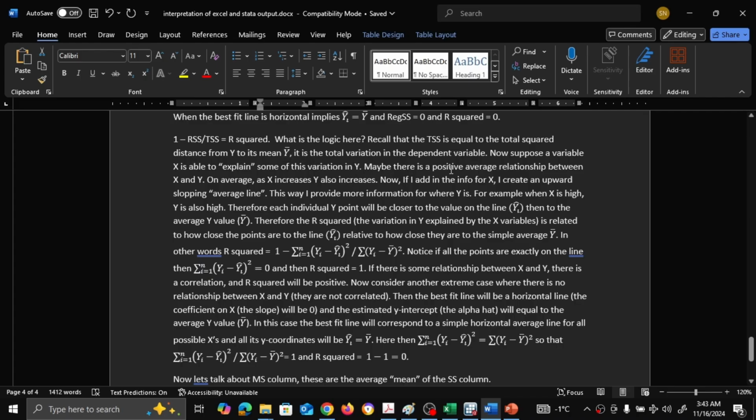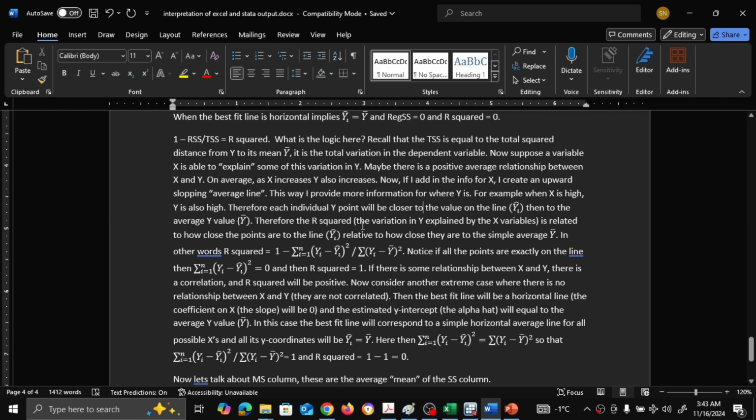Maybe there is some positive average relationship between x and y. On average, as x increases, y also increases. Now if I add information regarding x, I create an upward sloping average line, which I just drew as the best fitting line. This way I provide more information for where y is. For example, when x is high, y is also high. Okay, it's more information. Therefore, each individual y point is closer to the value on the line, y hat, than to the average value, y bar. It will be closer to y hat.